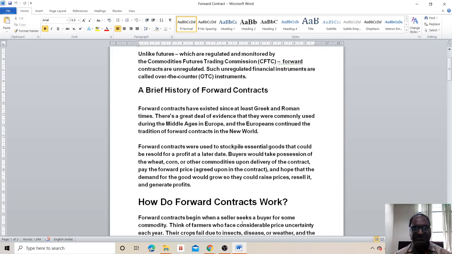Forward contracts have existed since at least Greek and Roman times. There's a great deal of evidence that they were commonly used during the Middle Ages in Europe, and the Europeans continued the tradition of forward contracts in the New World. Forward contracts were used to stockpile essential goods that could be resold for a profit at a later date. Buyers would take possession of the wheat, corn, or other commodities upon delivery of the product, pay the forward price agreed upon in the contract, and hope that the demand for the good would grow. So they could raise prices, resell it, and generate profits.